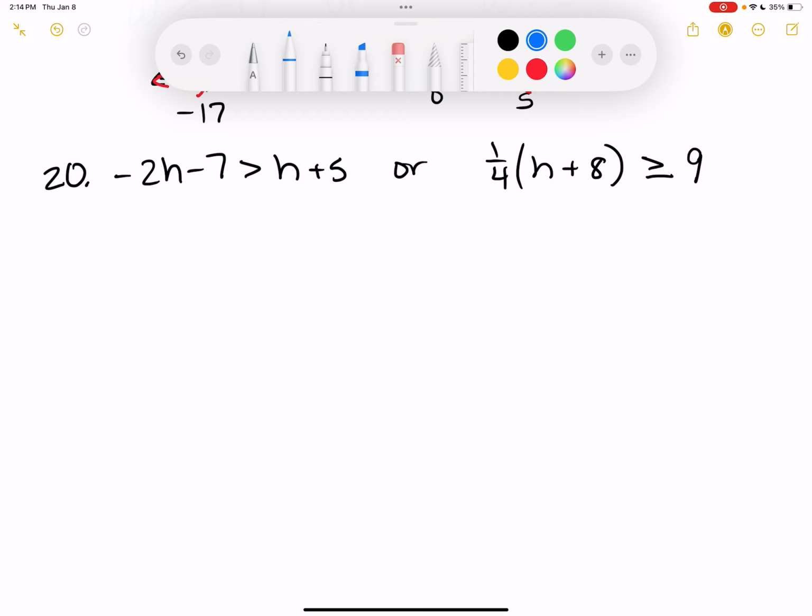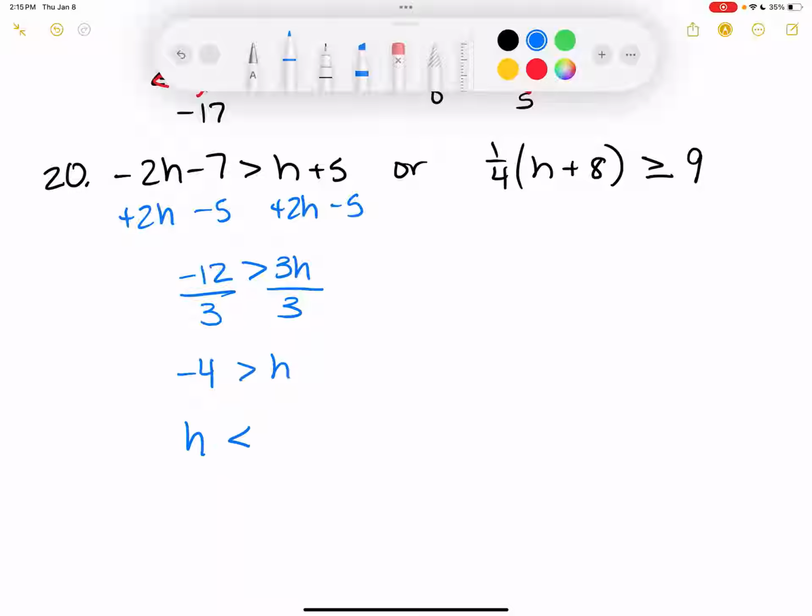So basically, what we're gonna do is we're gonna add 2h to both sides. Alright, and we're gonna add 7 to both sides too. You want everything over here? Oh, subtract 5. Alright, so 3h is less than negative 12. We're not done. Oh, and then you gotta divide by 3. And then you got h is less than negative 4. And you're going to flip it.